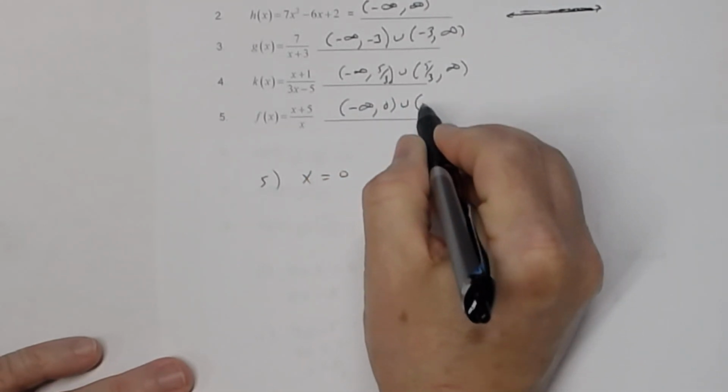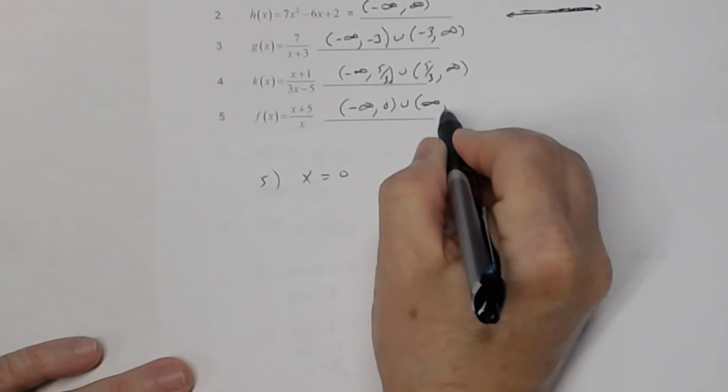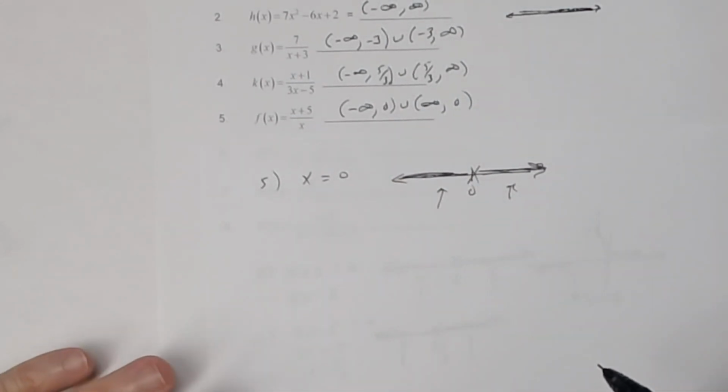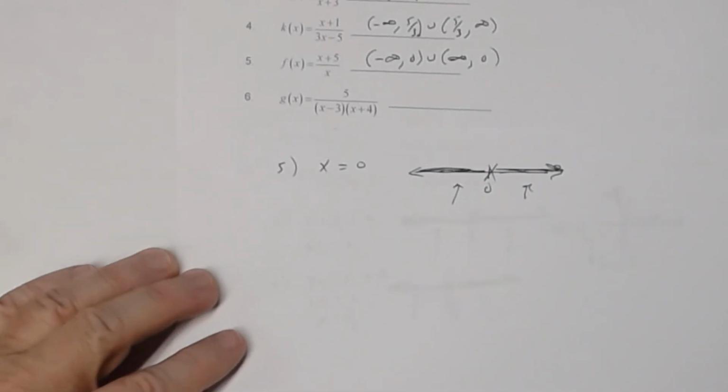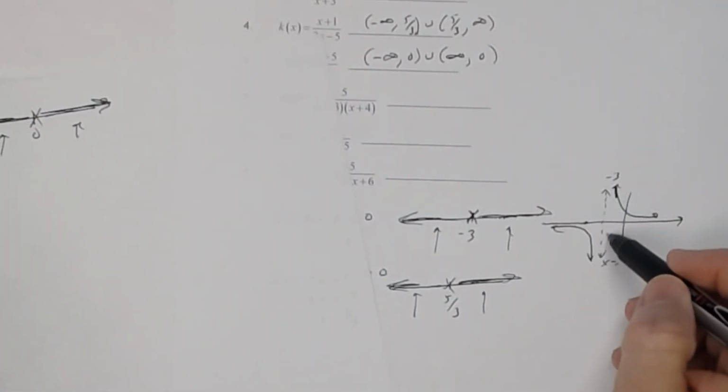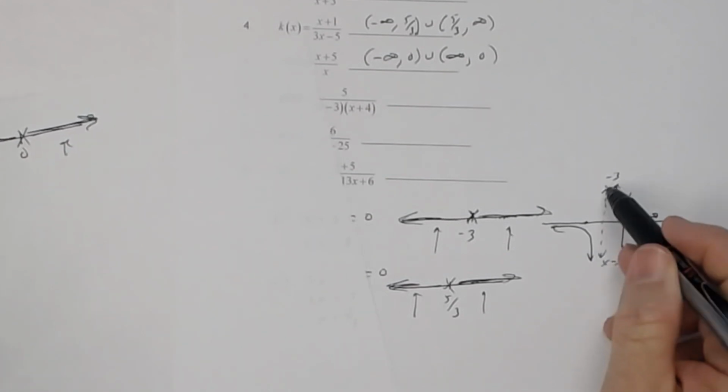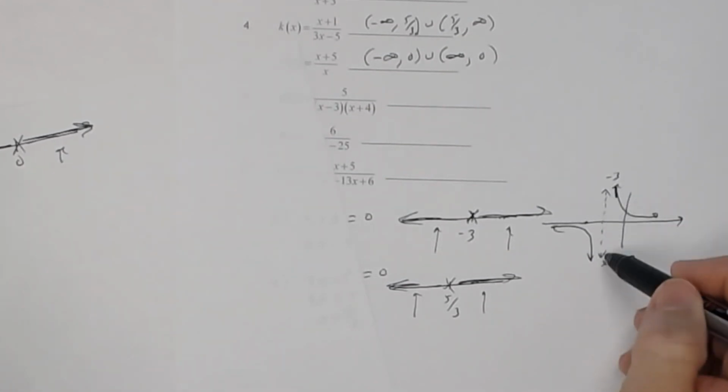And that information is going to be useful when you graph these functions, because x equals 0 is going to be a vertical asymptote, just like you saw here, that vertical asymptote. That's denoted as a dotted vertical line.